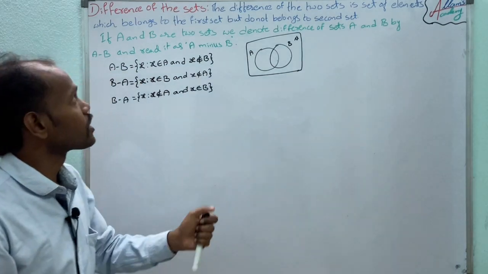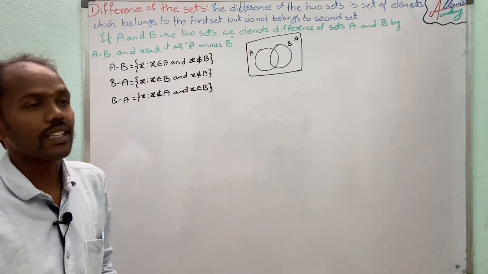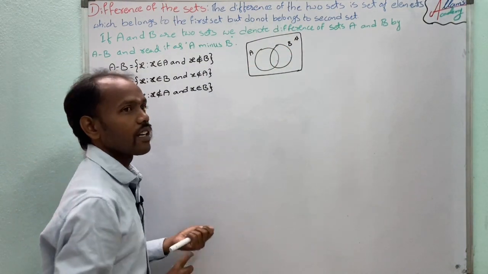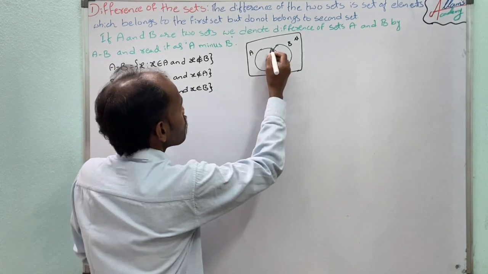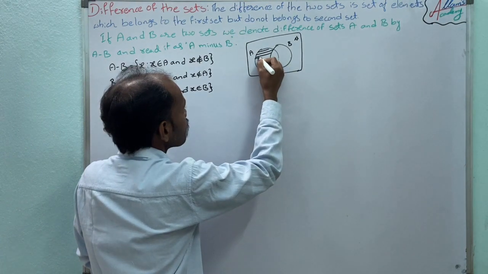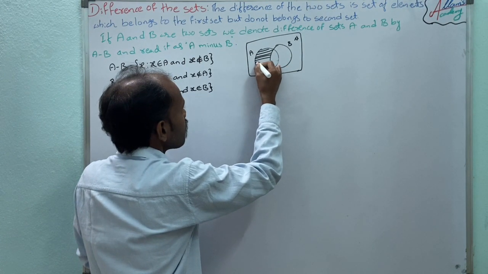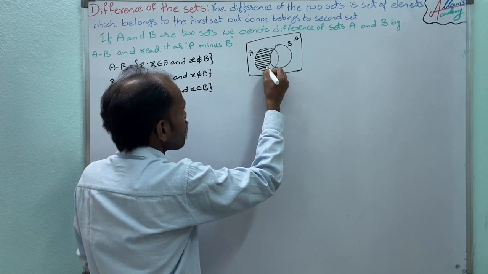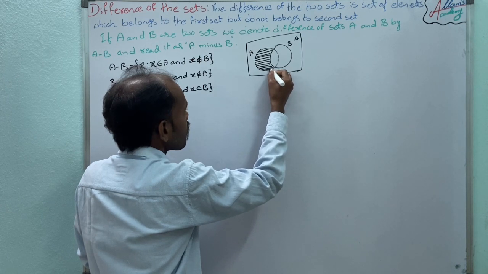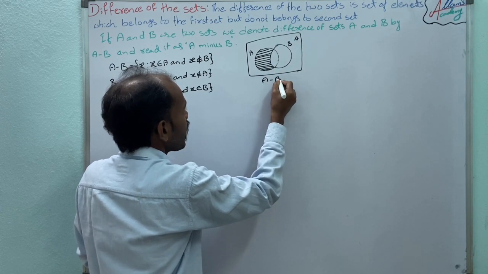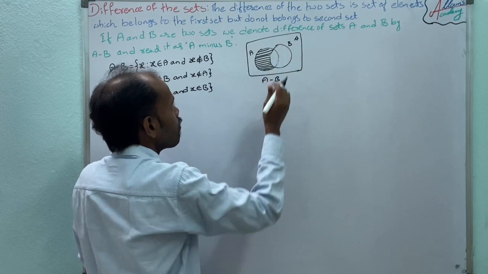Now if we see the Venn diagram of A minus B, here we said it belongs to only the first set, not the second set. So the common elements we are also not taking. So it is shown by shading. So it is the Venn diagram of A minus B.